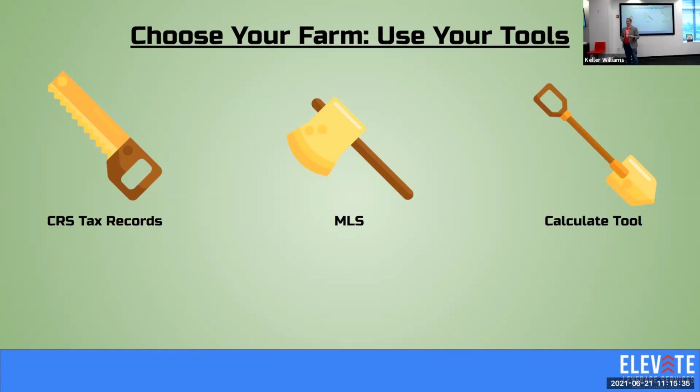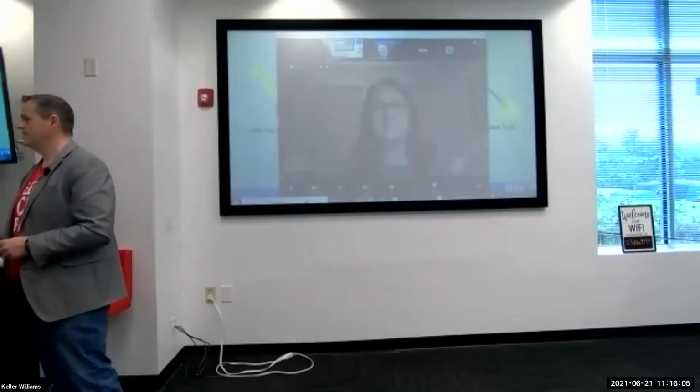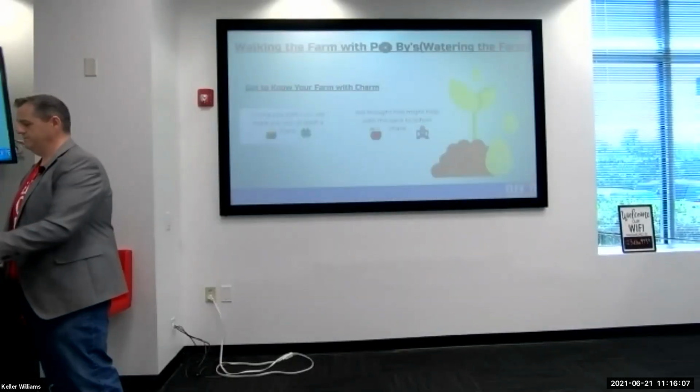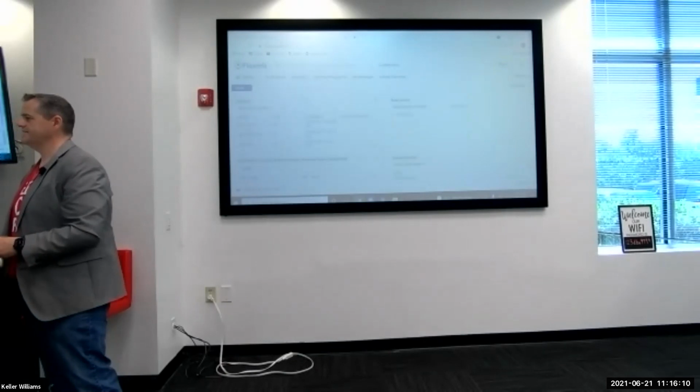Number 2 is going to be your MLS. That's where we're going to look up the number of houses that have sold, so we're going to look at the activity in that neighborhood. And then finally, in your handout and in the chat box on the Zoom is a calculation tool that we're going to go over and exercise together to make sure that the ROI is there for your farm. So the first tool, I'm going to stop that share and go out to MLS.